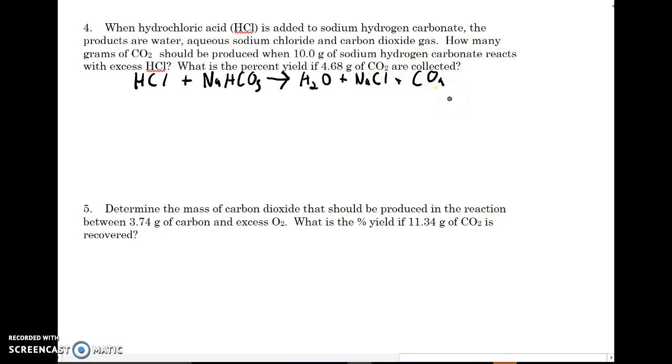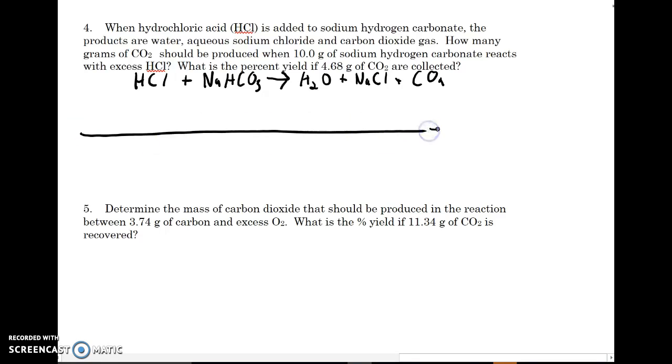So I did this experiment. I took 10 grams of sodium hydrogen carbonate, mixed it with a bunch of hydrochloric acid. It produced carbon dioxide gas. I measured that gas and got 4.68 grams. Now I want to see how close this experimental value of 4.68 grams was to what it should have been. And to answer that question, I need to do some stoichiometry. I need to calculate the mass of carbon dioxide produced by 10 grams of sodium hydrogen carbonate. So I'm going to go to my dimensional analysis.